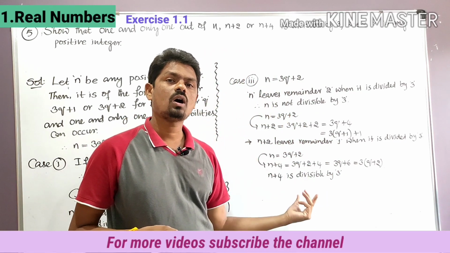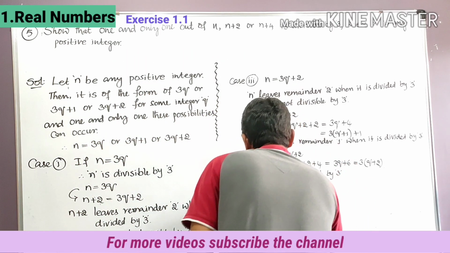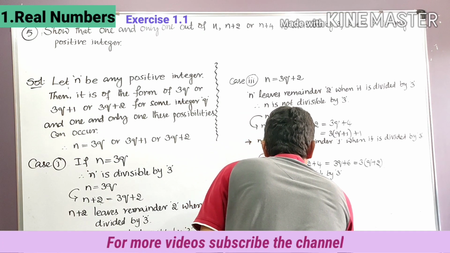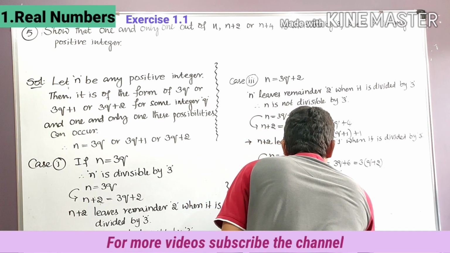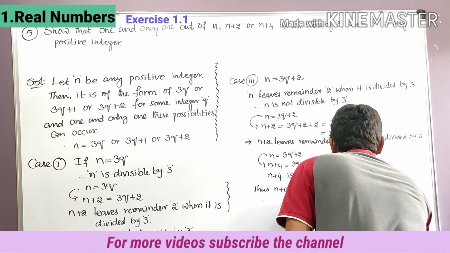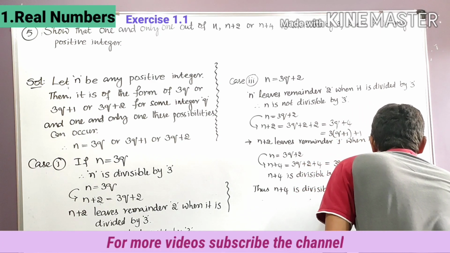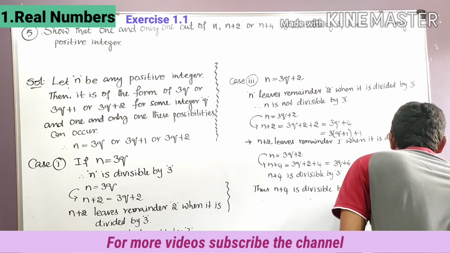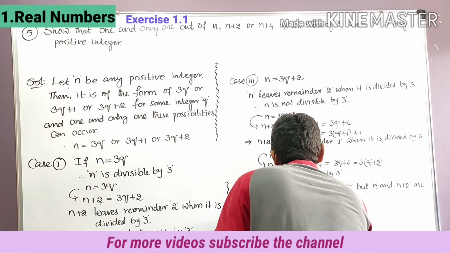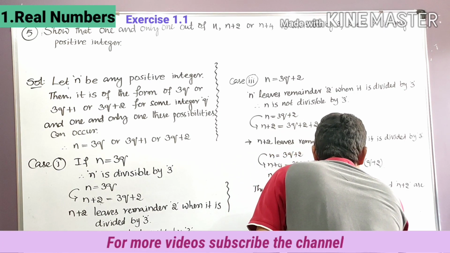Thus only n plus 4 is divisible by 3. n and n plus 2 are not divisible by 3 when n is equal to 3q plus 2. Therefore n plus 4 is divisible by 3, but n and n plus 2 are not divisible by 3.